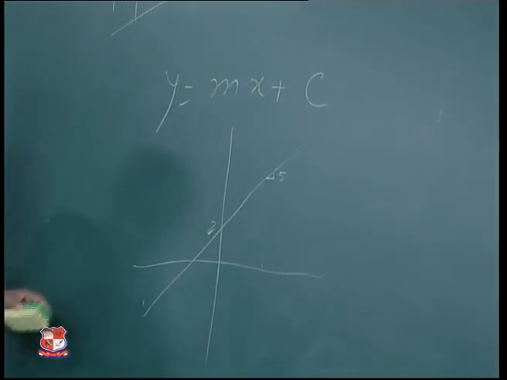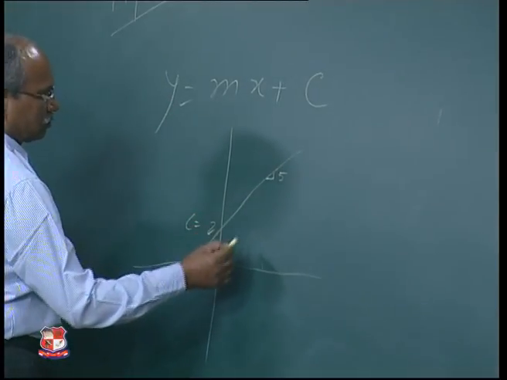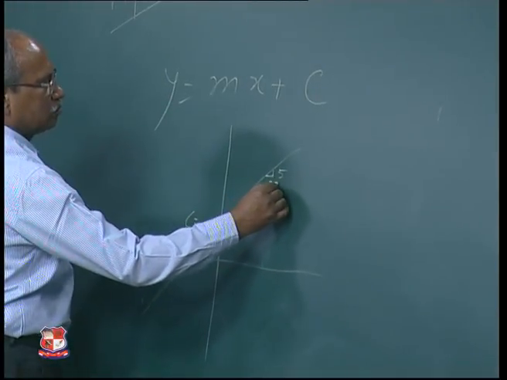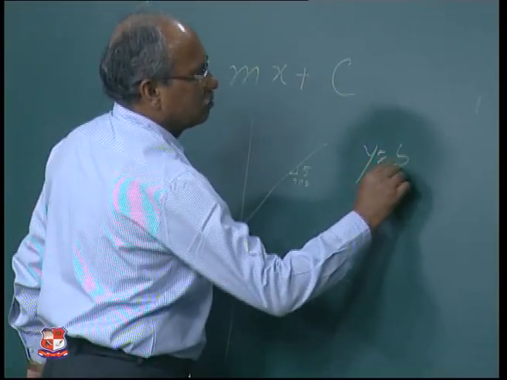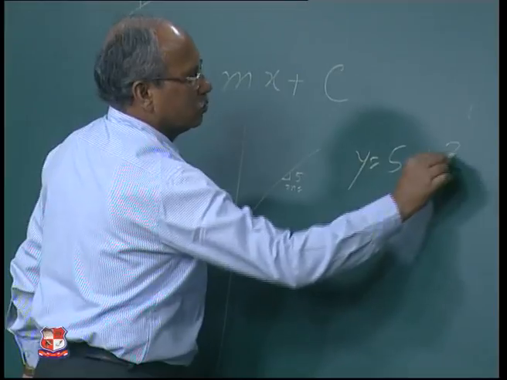Suppose you are given a line whose C is equal to 2 and M is equal to 5. What is the formula then? Y is equal to 5x plus 2.